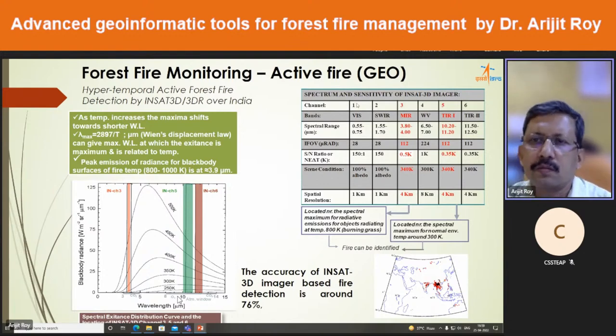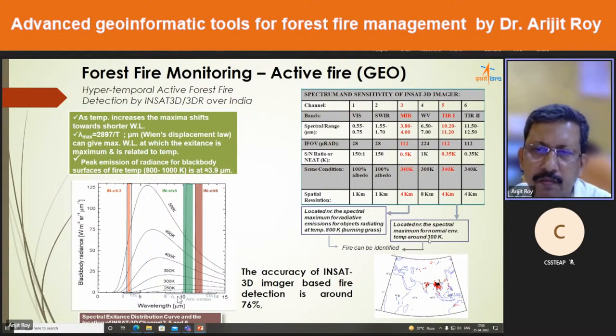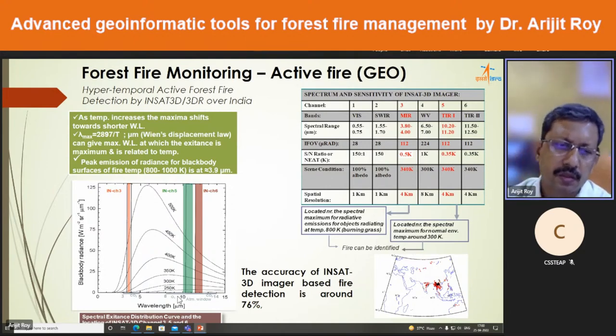These two bands are used for different types of fires. So basically the thermal infrared 1 sensor, that's the band 5, detects the temperature which are more than 300 Kelvin, and the MIR band, which basically identifies the objects radiating at temperature of 800 Kelvin. This is basically the temperature of the burning grass.